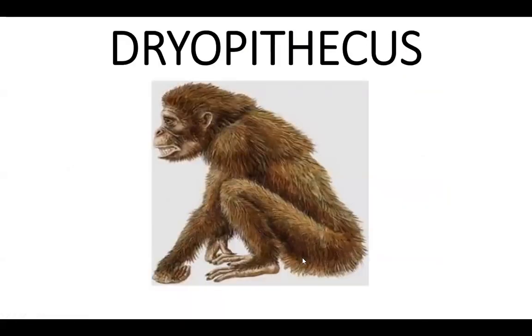Look at this. This is one of the fossils we found. It's known as Dryopithecus. Dryopithecus had characteristics almost like apes. Its body was covered with hair or fur, and it is more like a monkey, an ape. So it's like an ape man, you can say, right?